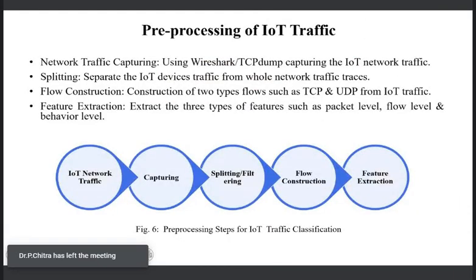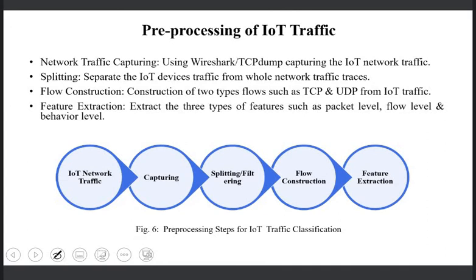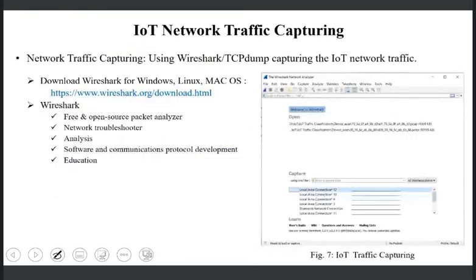So for pre-processing, these are the subtasks. First is traffic dump, then capturing, then splitting, then flow construction, then feature extraction. These are the five subtasks we are doing for pre-processing of data. What data we have captured through the network is to be pre-processed. So first of all, we are capturing data. For capturing data, we can use Wireshark or tcpdump.